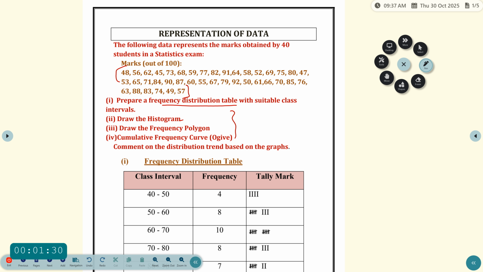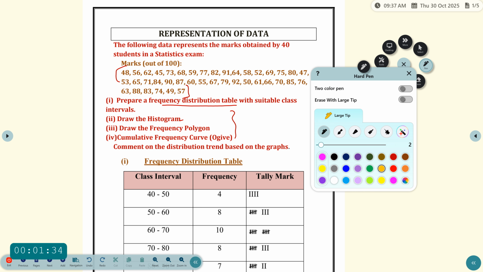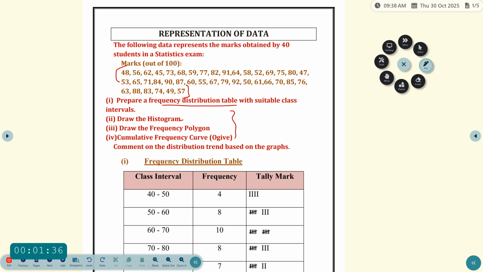Let us see one by one. This is our collected raw data. Then from this data, what is the first question here? We have to frame one frequency distribution table.